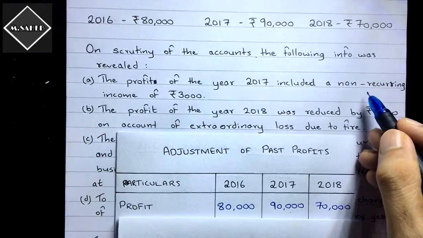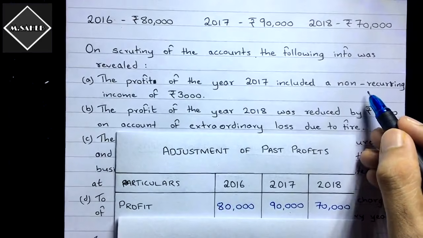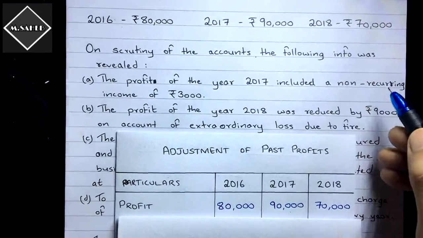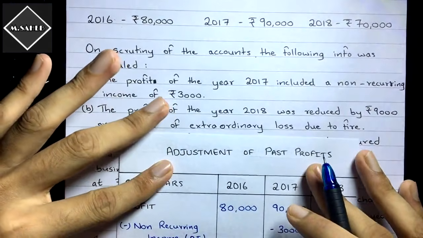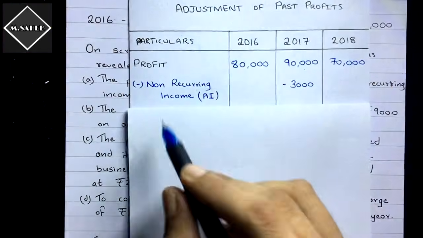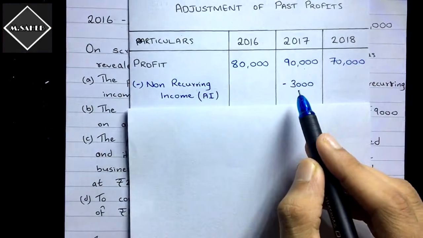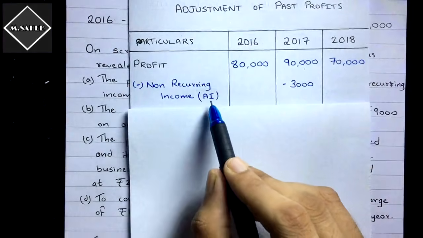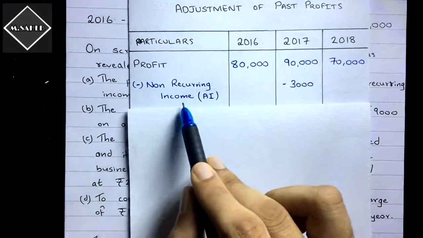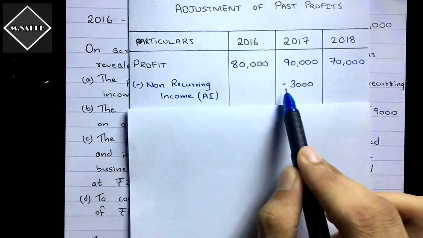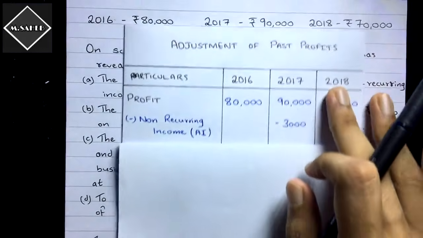So this is an abnormal income. So we have to subtract this income. Fine. So abnormal income, AI. This is a non-recurring income. It is an abnormal income. So we have to subtract 3,000 from 2017 profit.